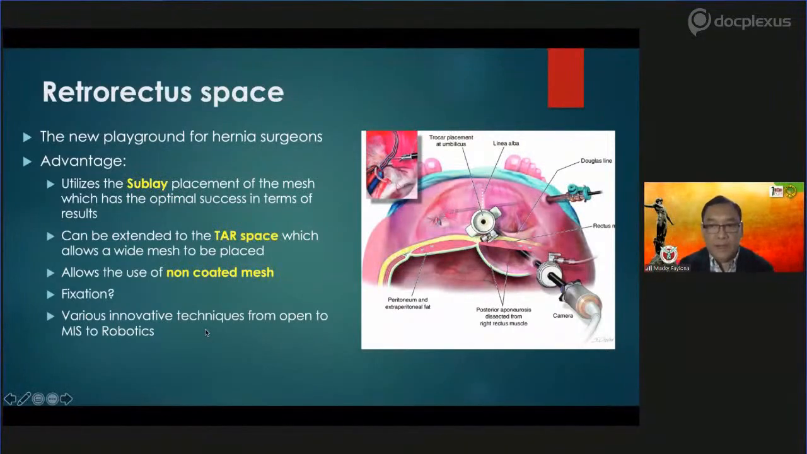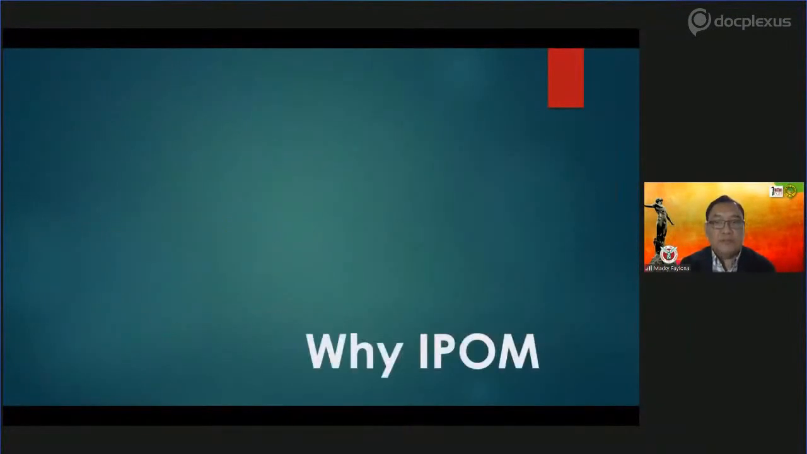And playing around in this space actually brought about innovative techniques, from open to MIS to robotics. We now have this alphabet soup of different types of repair using the retrorectus space.